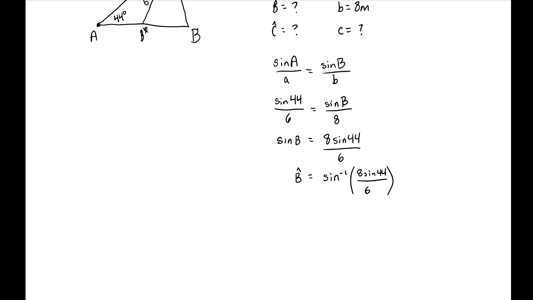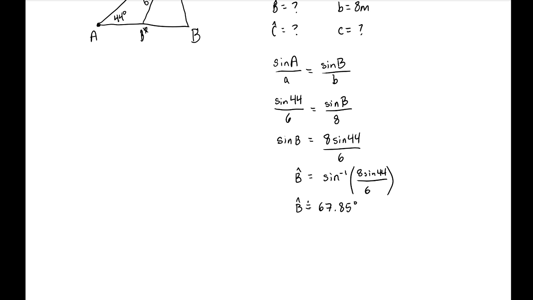I have to make sure my calculator is in degrees, which is important. If you've reset your calculator, remember it defaults to radians. As soon as you start calculating, you may end up with a very different answer if you leave your calculator in radians. So we'll do sine inverse of that value, and when I do that, I'm getting 67.85 degrees.